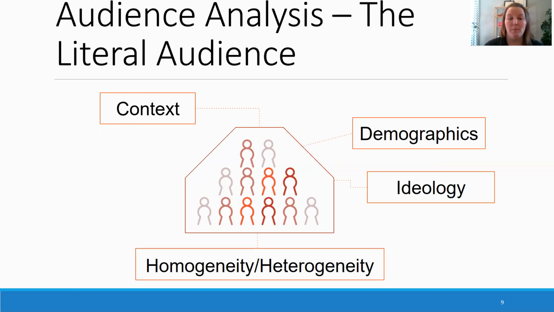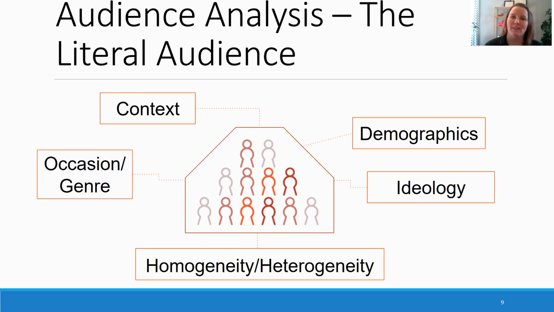You might consider the homogeneity or heterogeneity of your audience. That means how similar or how different are your audience members from each other. So do you have an audience of mostly people who are all alike in a lot of ways, or do you have an audience that is very diverse? You can also think about the occasion or genre for your speech. So this will become very important at the end of the semester when we get into ceremonial speaking. But you can think of every speech setting as having a certain set of rules or expectations governing what your audience is expecting to hear.